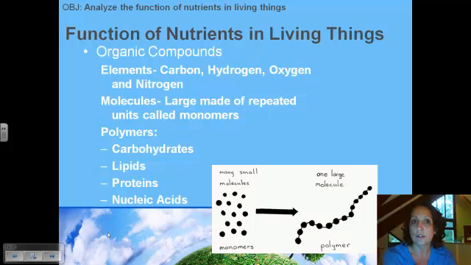So we call these things organic compounds, and all organic compounds contain carbon. That's what makes them organic. The only exception to that might be carbon dioxide. Some people would consider it organic because it has carbon, other people would not because it doesn't have hydrogen as well. But we're not going to worry about that. We're going to just look at the organic compounds, and they contain carbon, hydrogen, and oxygen, and some of them contain nitrogen.